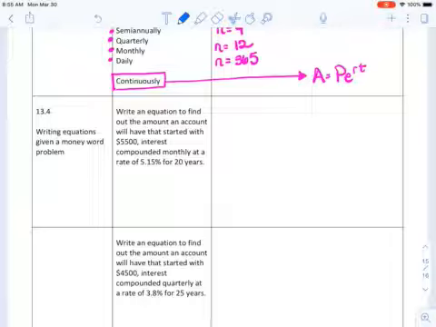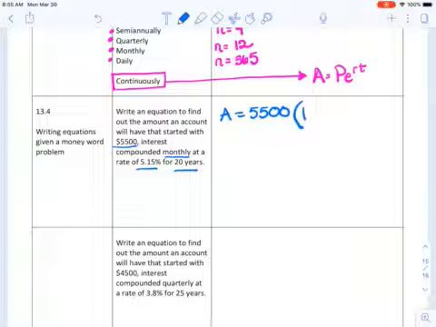Okay, so basically, this is word problems, right? Money is real world. So write an equation to find out the amount an account will have that started with $5,500, interest compounded monthly at a rate of 5.15% for 20 years. So we want to know how much we're going to end up with. But we started with 5,500.